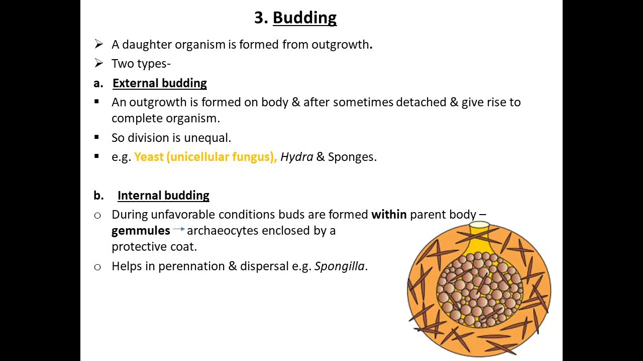As in this diagram, you know, all its totipotent cells assemble, and these totipotent cells are called archaeocytes. These cells have around them a two-layered thick wall with spicules. And at the top is one pore called a micropyle. Through the micropyle, these cells, archaeocytes, come out and form the new daughter cells. So that is about budding.